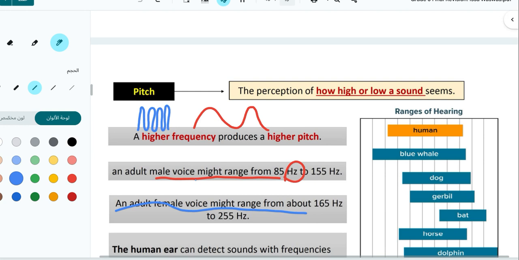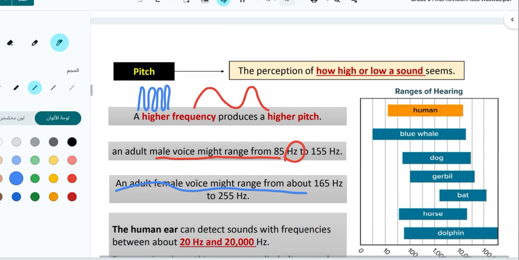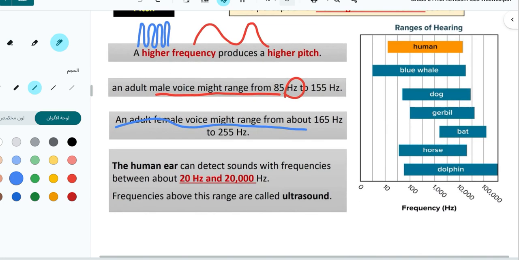Okay? So pitch and frequency are directly proportional. The human ear can detect sounds with frequencies between 20 and 20,000 hertz. Frequencies above this range are called ultrasounds. So we have a dolphin with ultrasound hearing, sounds more than 100,000 hertz.